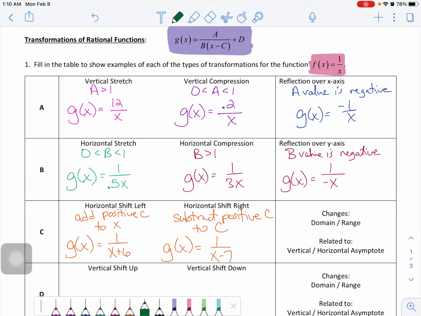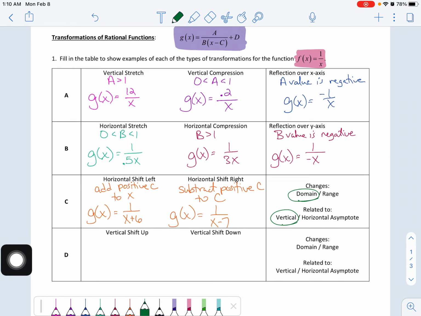So horizontal changes are related to the vertical asymptote. And because they're related to your vertical asymptotes, that is going to change your domain values. So whatever values you find for your vertical asymptotes, those are the ones that you throw out of the domain, and that's going to be found by these denominators.